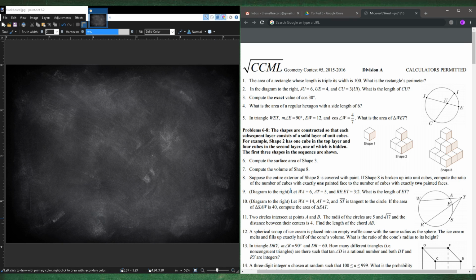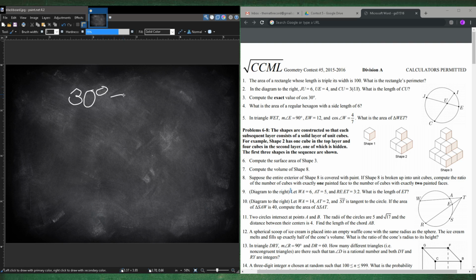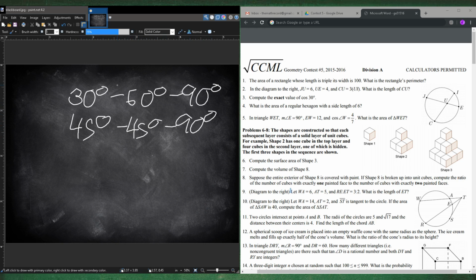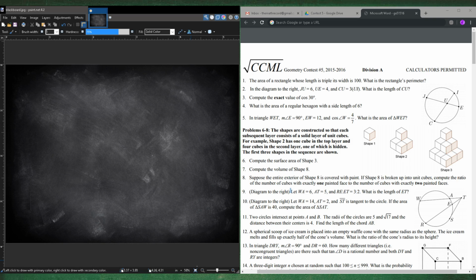Compute the exact value of cosine 30. Basically, you just need to know your specific right triangles, which are your 30-60-90 degree triangles and your 45-45-90. These are the only two you need to know. You basically just need to know the side lengths in relation to the angles.